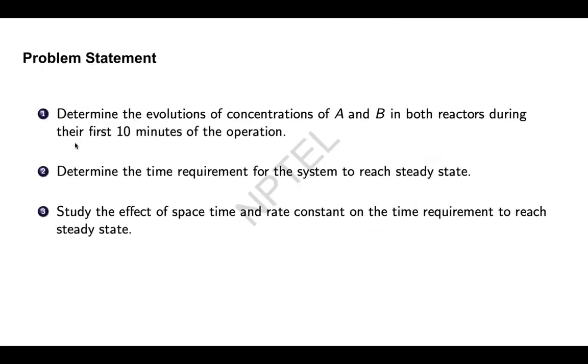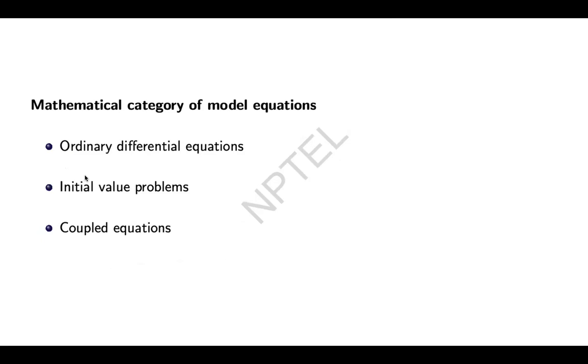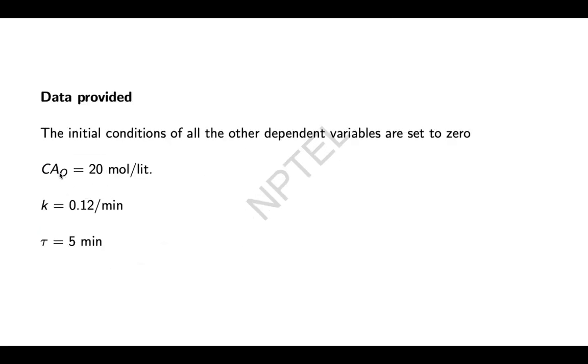The next is the initial value problem. We have the initial concentration of Ca0, while Ca1, Cb1, Ca2, Cb2 are unknown to us. So only the initial condition of the system is given to us, which makes it an initial value problem.